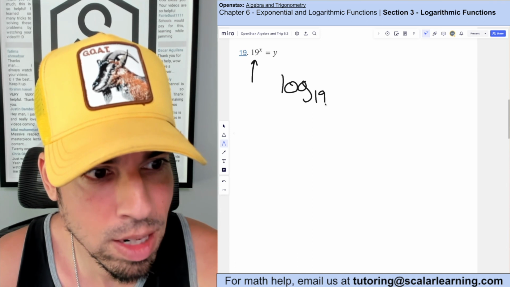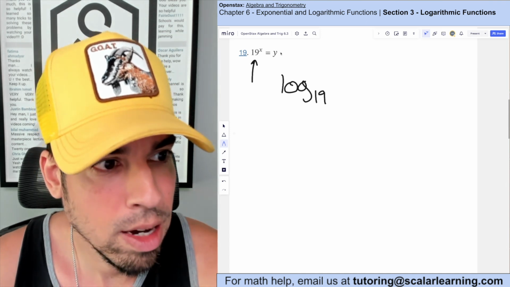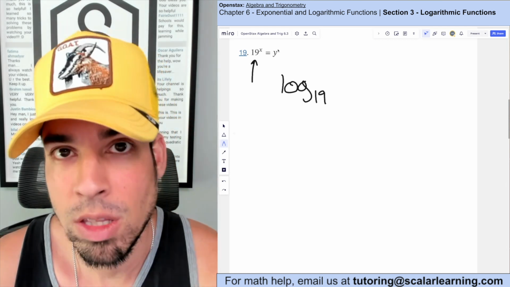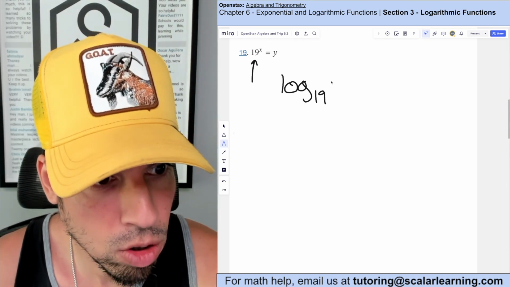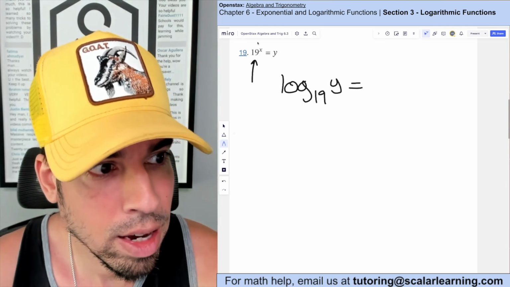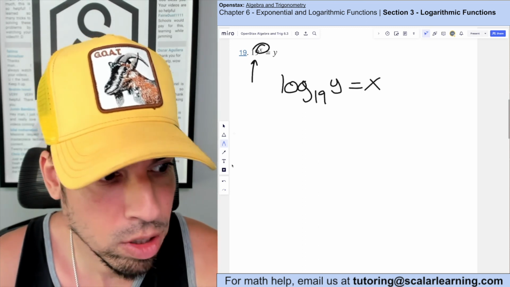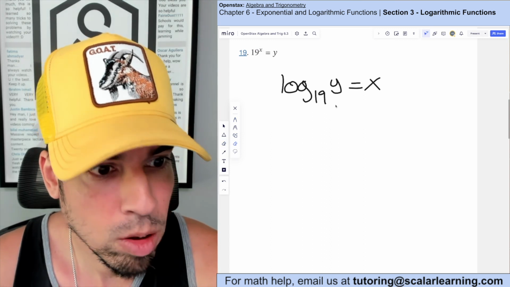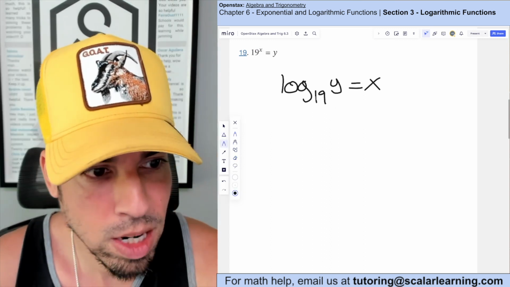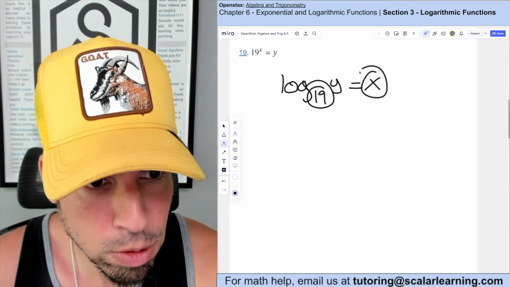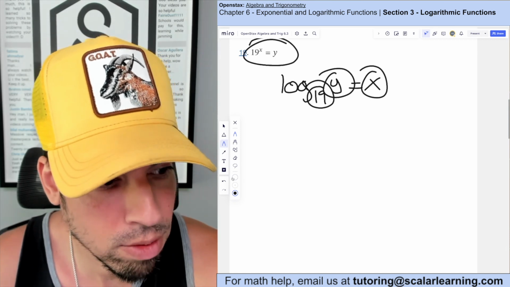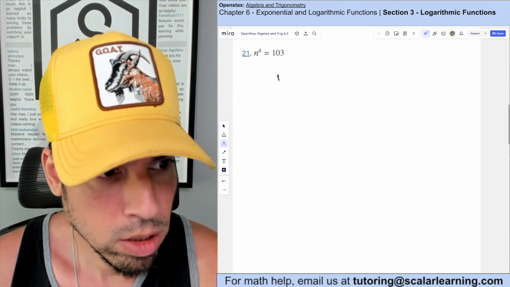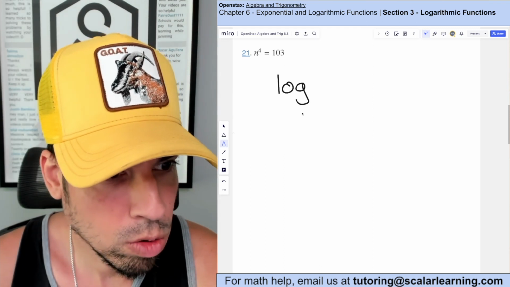So we know the base is 19. Then we have this value here, okay? The y value is actually the argument of the logarithm. That's going to go in here. And then the x, which is the exponent, that goes out here. And if you remember, as when we were converting from the logarithmic to the exponential, it's always base to this power, which equals y, which is what we have here. So this is how you do it. Boom, done.